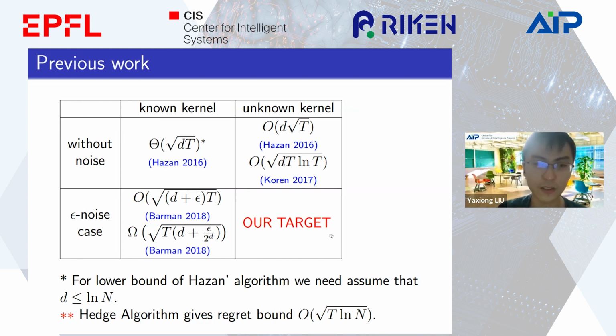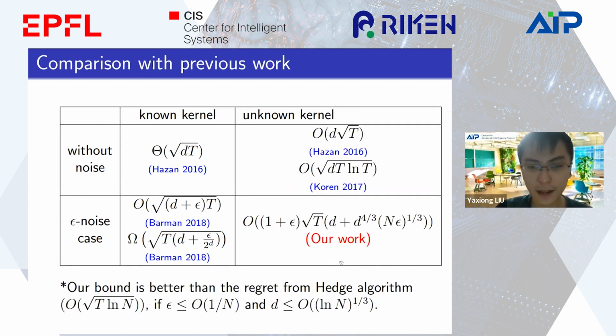Our work considers the case where the kernel is unknown and the low rank structure has been somehow damaged. We give a regret bound of square root of T times d, plus a second part. If epsilon is quite small, for instance on the order of 1 over n, and the rank is on the order of log n to the power of 1/3, our work can be seen as more accurate than the Hedge algorithm.